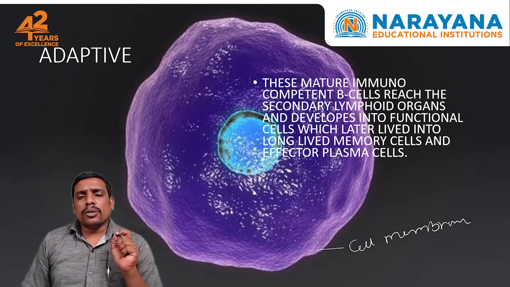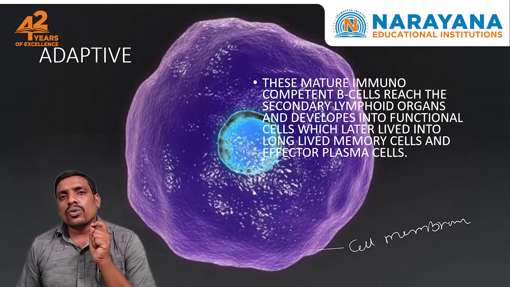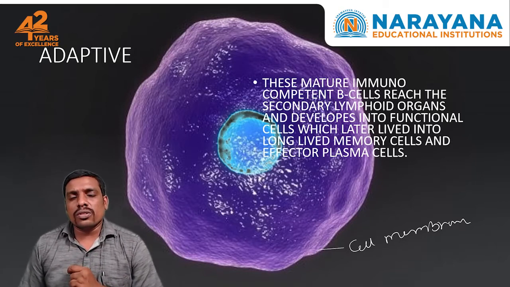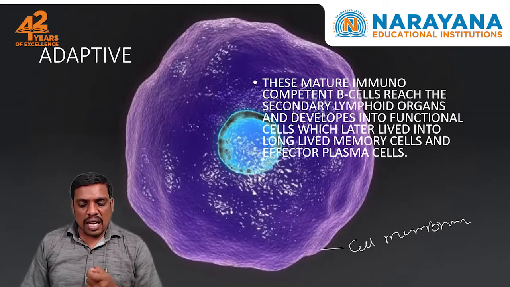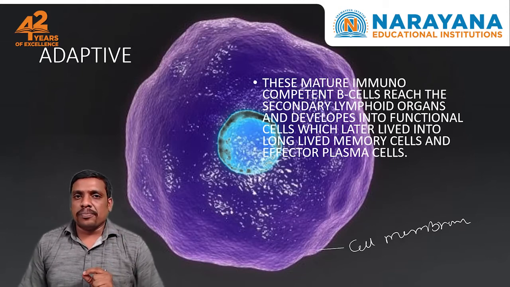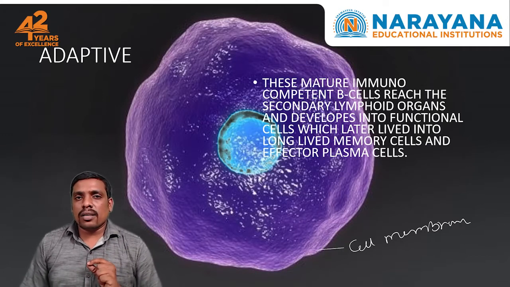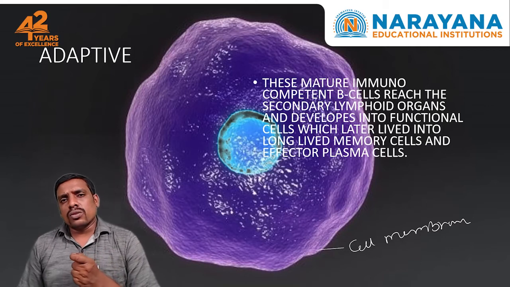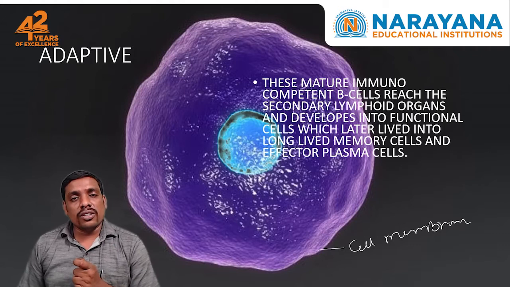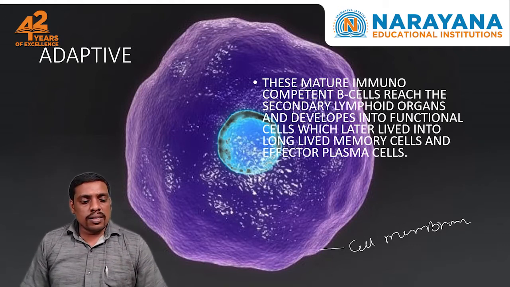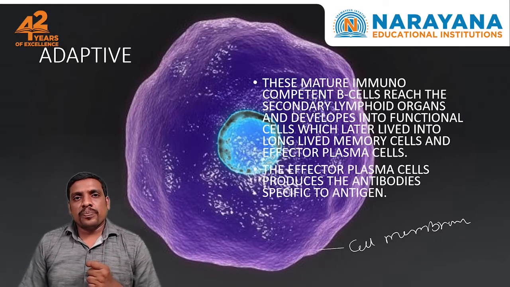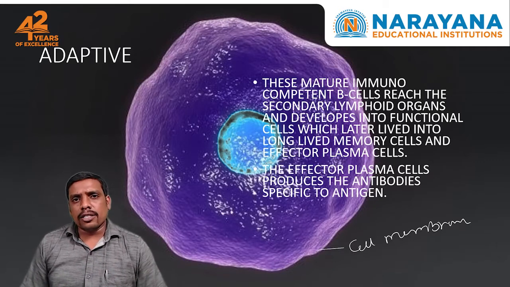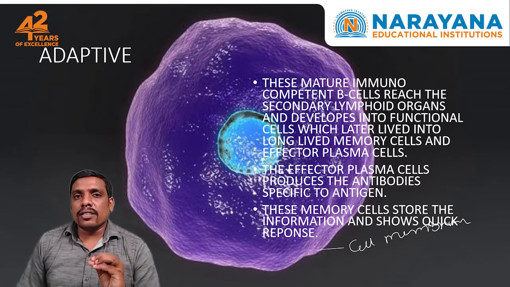When the immunocompetent B cells live inside these secondary lymphoid organs, they mature again. They undergo a maturation or differentiation process, and finally produce one more type of cells called long-lived cells. These long-lived cells act as memory cells against specific antigens or microbes. Some of the long-lived cells differentiate and produce effector plasma cells. These effector plasma cells produce antibodies. The effector plasma cells produce specific antibodies against particular antigens. The memory cells store the memory against disease-causing pathogens.